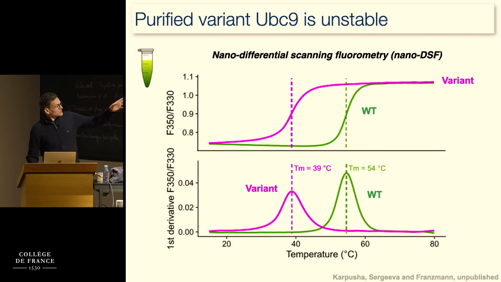So, of course, what we do is we then purify these two versions, the wild type and the variant, and we could show that there's this big difference in stability, right? The single point mutation makes this protein much less stable. You can see this here. This is a way of looking at protein stability. So the protein is very unstable as a variant.